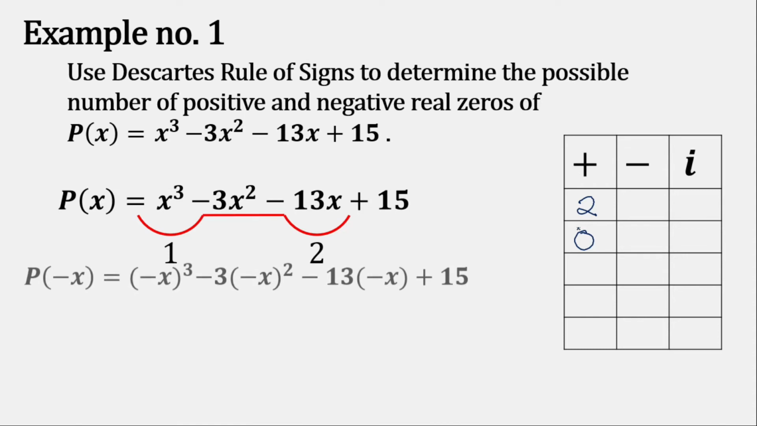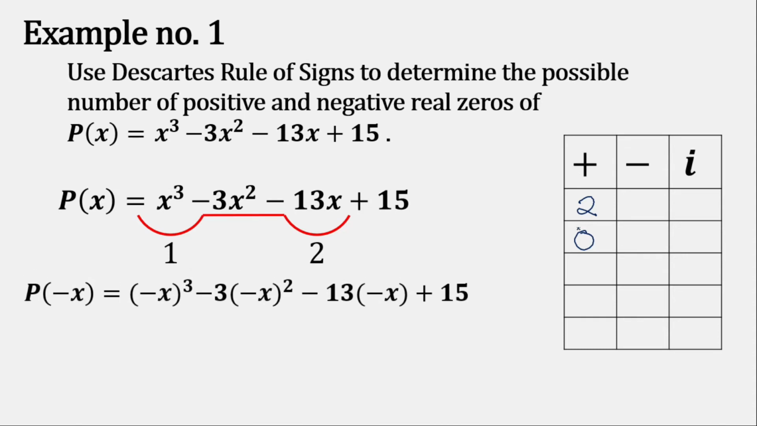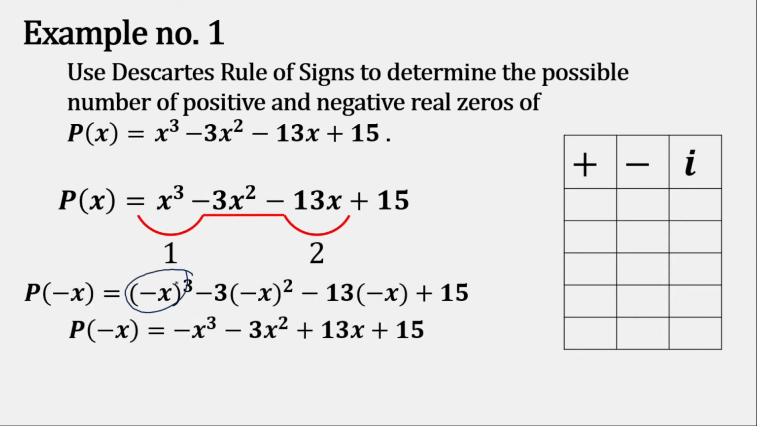Now if we are going to compute the number of negative real zeros, we just substitute negative x for x. And let's evaluate it. Negative x cubed is negative x cubed.